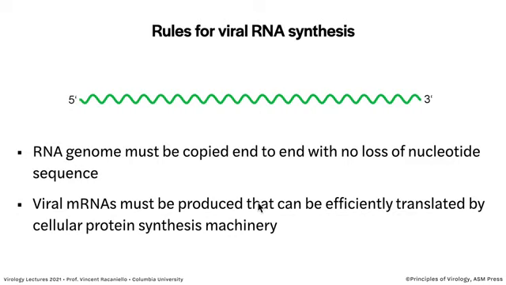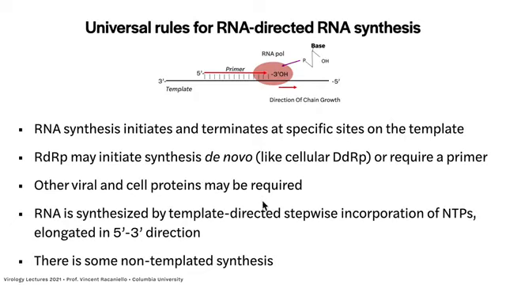So poliovirus genome is an mRNA. But for others, it's not, because negative strand viruses can't be an mRNA. So mRNAs have to be made. We're going to explore those mechanisms today.